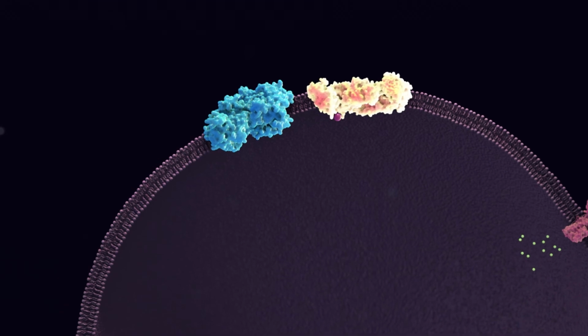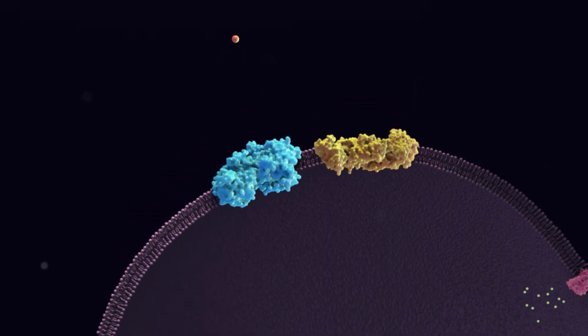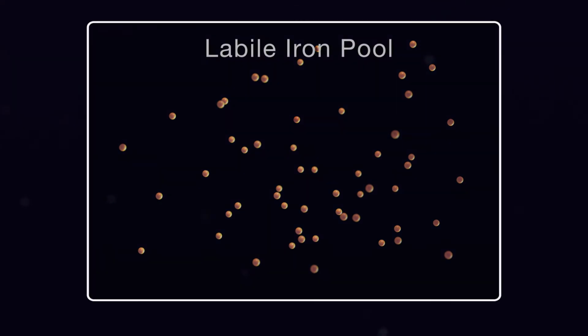The released iron is reduced by STEAP, six-transmembrane epithelial antigen of the prostate, and transported across the endosomal membrane by DMT1. It then enters the intracellular labile iron pool.